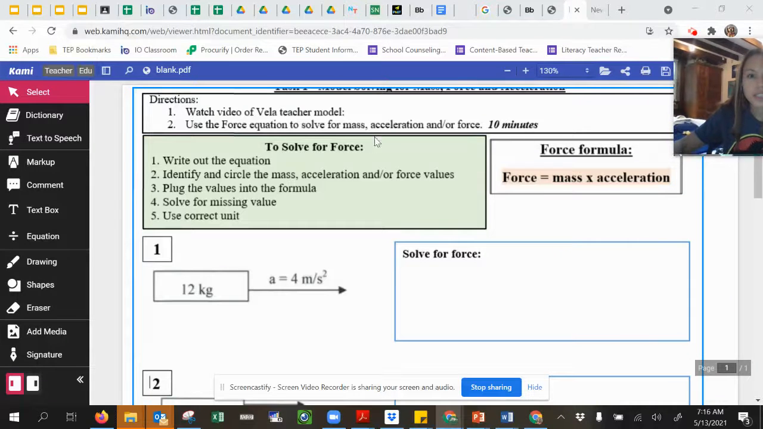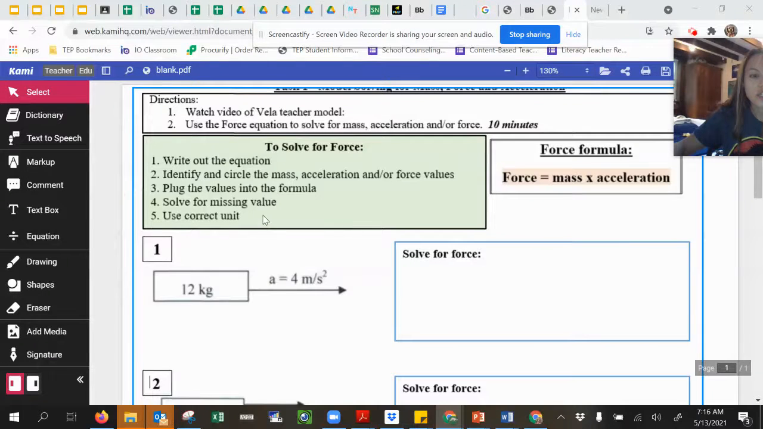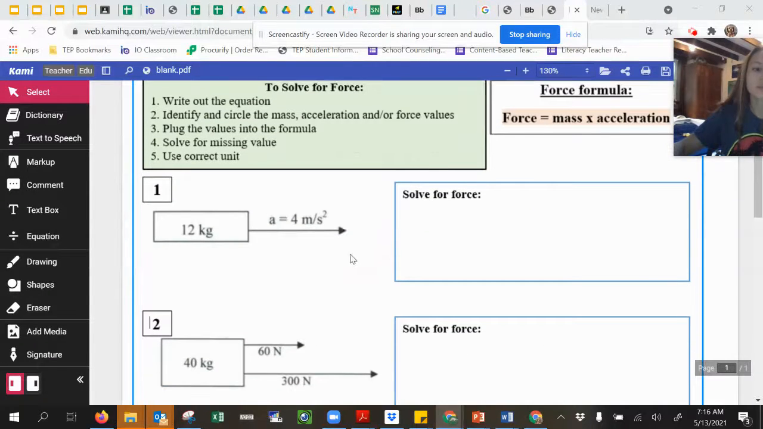All right, so today you're going to be looking at some new information. New information. It's like you're blending old information together with current information for how to solve for force.